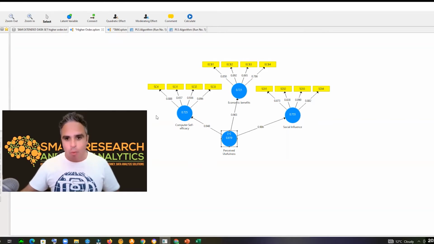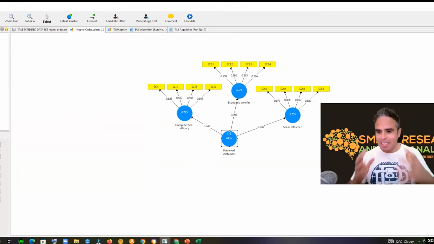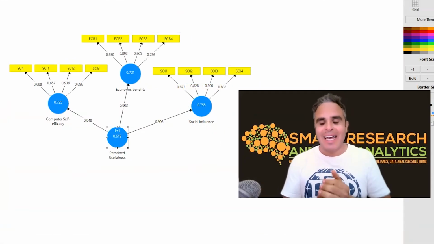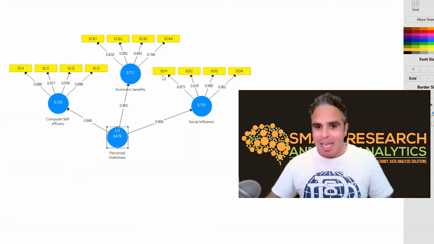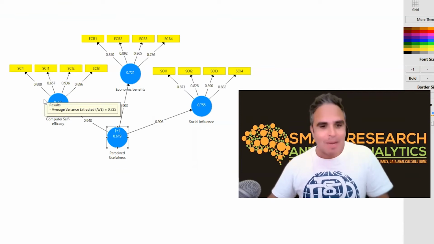Now, how do we calculate CR and AVE for second order constructs? As we know, for the first order construct, and considering the measurement model here, it's simply calculated by SmartPLS.